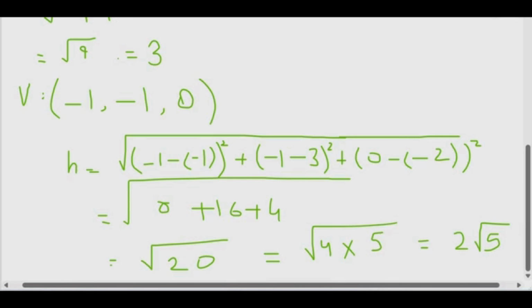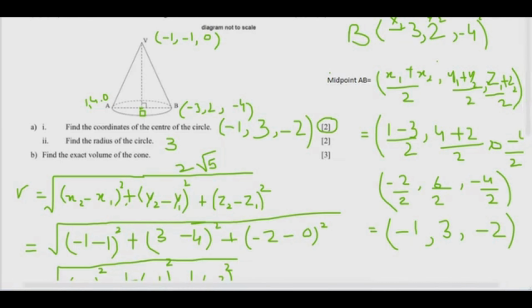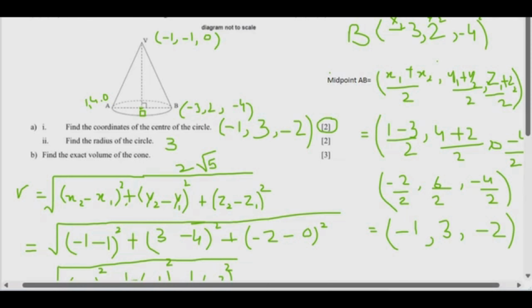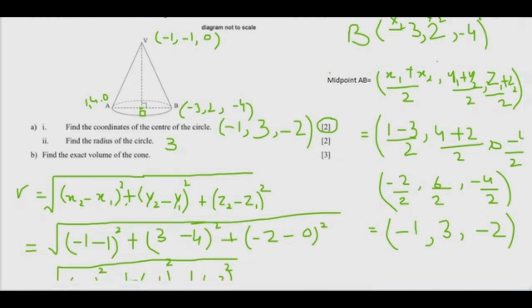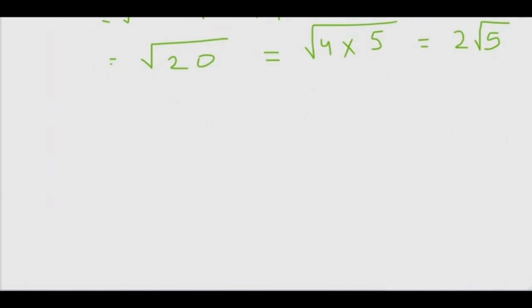And this is the final answer of part B, which is 2 square root of 5. It's not the final answer. This is actually the height we have found out. Now from the height, the original question is we have to find out the volume. We found out the height. Now we will use the volume formula to find out the volume.